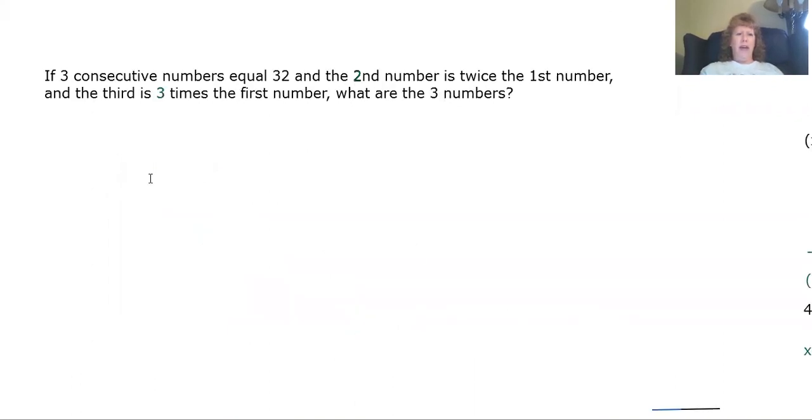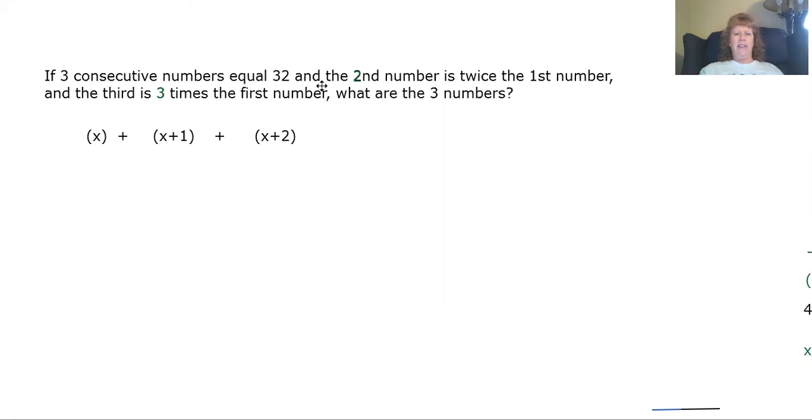Okay, so here we have 3 consecutive numbers equal 32, and the second number is twice the first number. The third number is 3 times the first number. What are the 3 numbers? Now, if you start to panic, this is way too much, just stick with it, and remember, if we're doing consecutive numbers, we're going to start out with the pattern for 3 numbers. So we have 1, 2, 3.